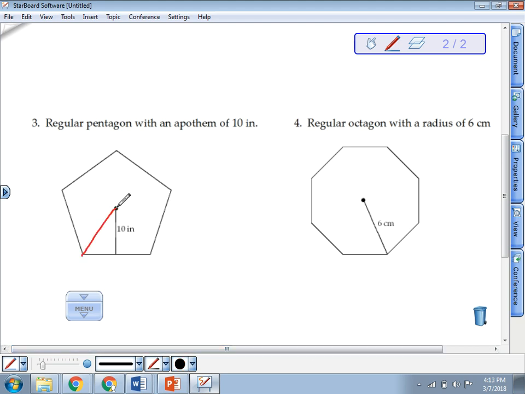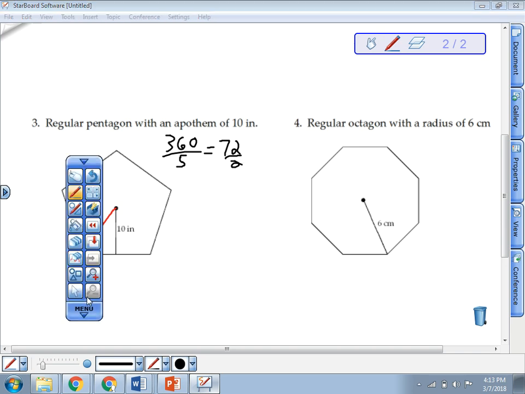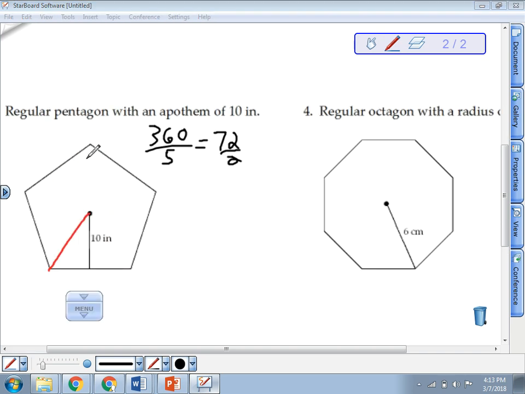We said the first thing was to find the central angle. 360 divided by 5 is 72. But remember, we want to then divide that by 2 because the apothem bisects the central angle. So this right here, I'm going to zoom in just a little bit, is going to be 36 degrees. That's step 1. Now, in order to find the area of one equal sized triangle, which would be this whole thing, we need to figure out what this base is, which is this piece right here.